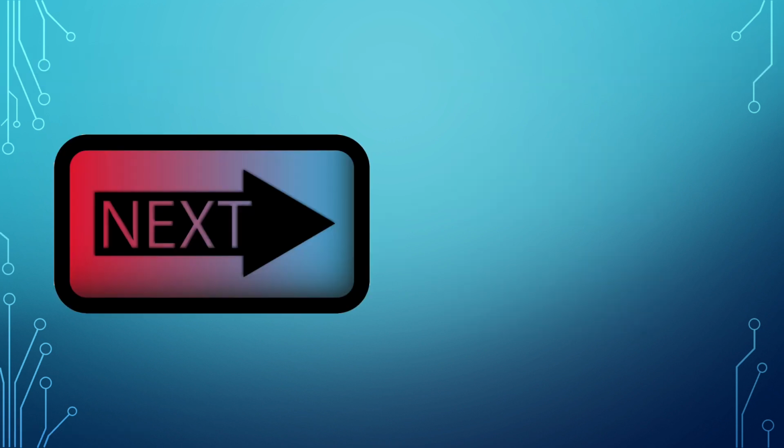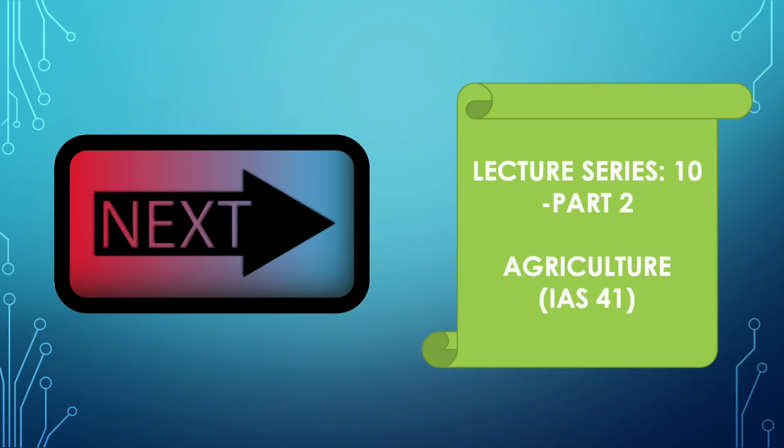In the second part of the lecture series, I will look at the underlying principles set out in IAS 41 Agriculture on measurement, agricultural produce, and government grants related to biological assets.